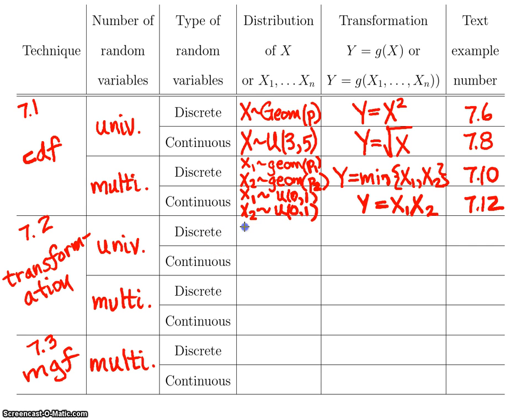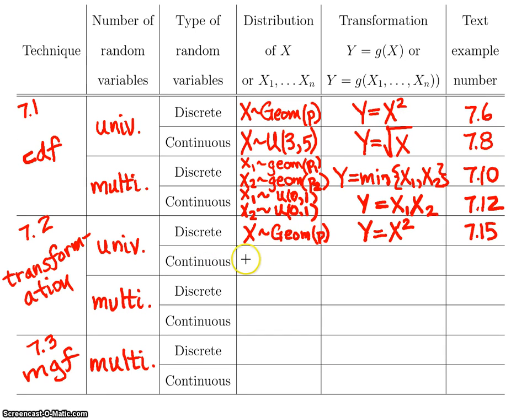Now at this point we return to the discrete univariate case, and we actually rework this same example right here. That is X coming from a geometric distribution with parameter p, and we rework this same example, which is of course Y is equal to X squared, and that particular example is example 7.15 in the book. However, this time instead of working that example using the CDF technique, the transformation technique is used.